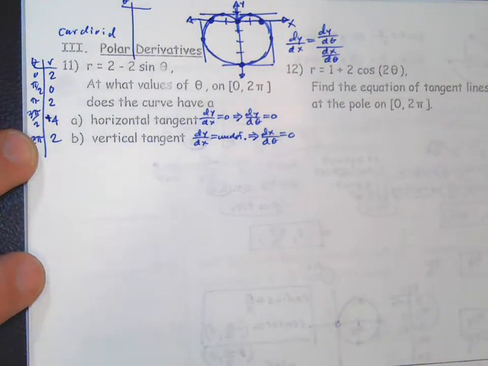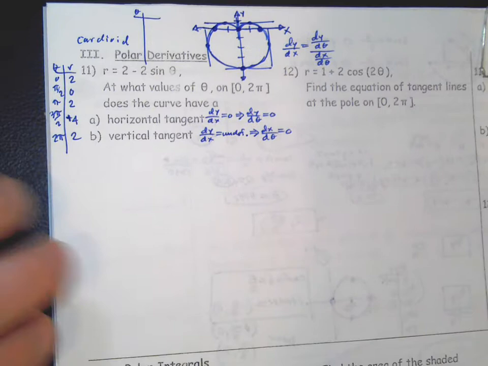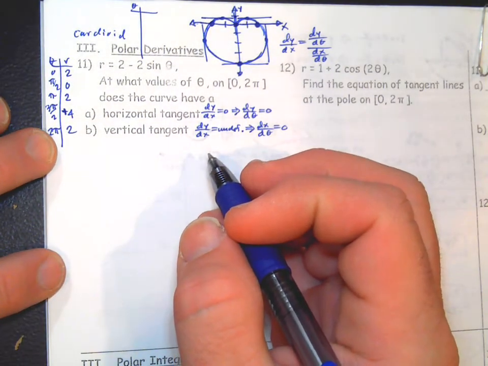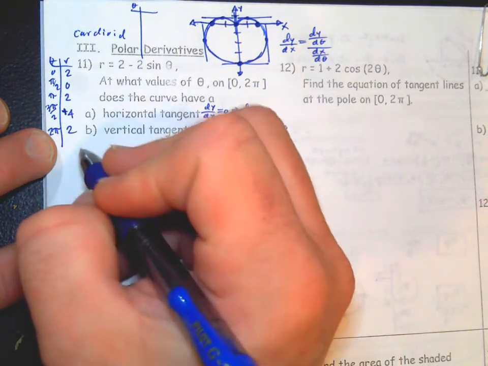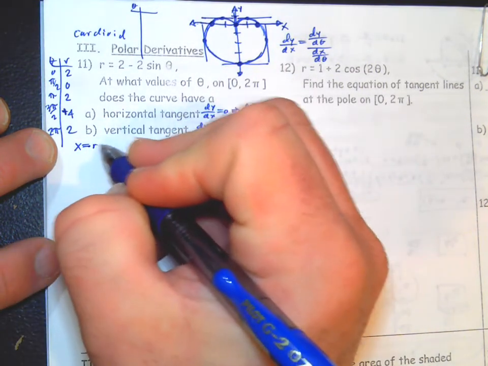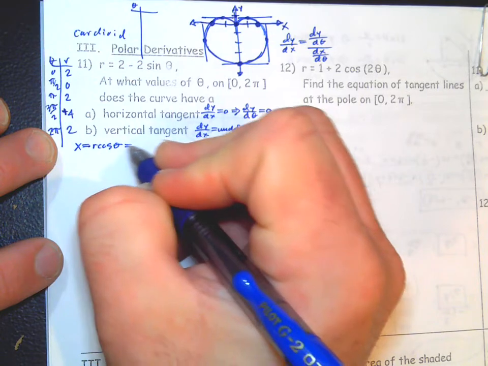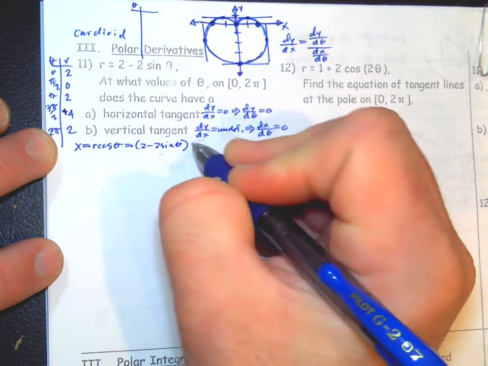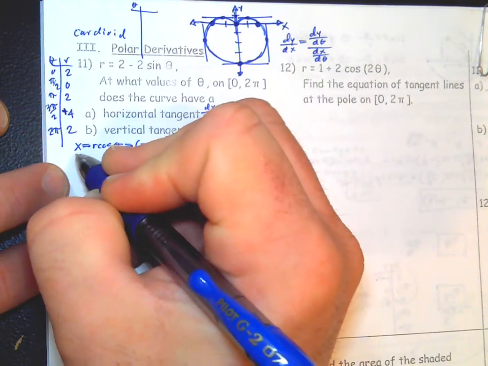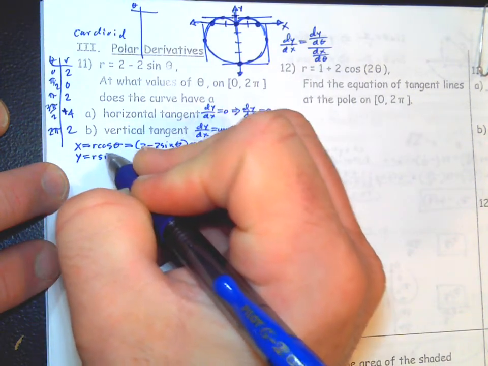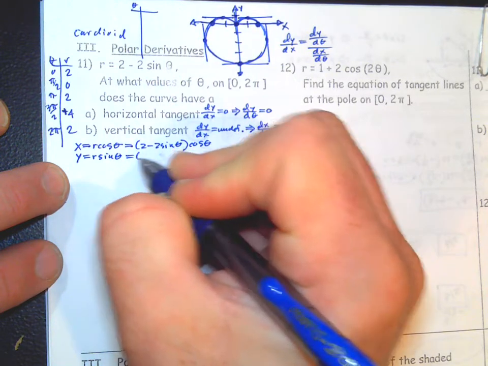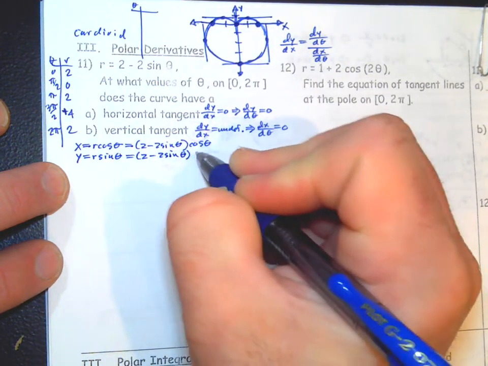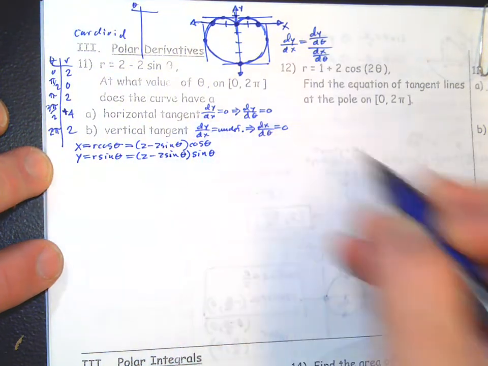So see if we can do the work for this. I'd write down what x is. x is r cosine theta, which is going to be 2 minus 2 sine theta times cosine theta. And y equals r sine theta, which is going to be 2 minus 2 sine theta times sine theta. I'd probably just leave that. I probably wouldn't multiply those out.